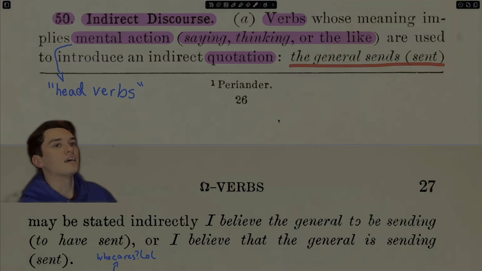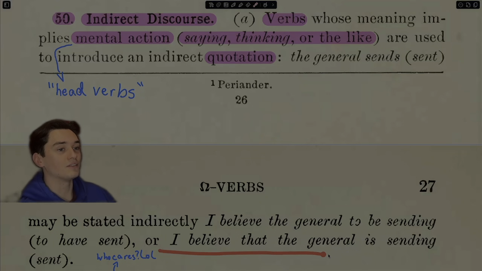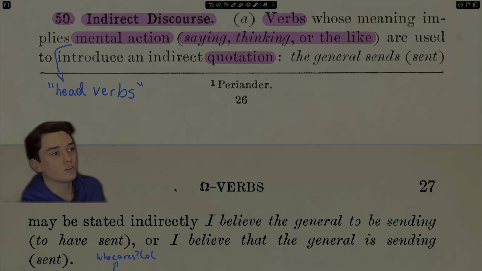The general sense sent may be stated indirectly. I believe the general to be sending, or I believe the general to have sent. I believe that the general is sending, or I believe that the general sent. So the best way to think about indirect discourse is I think that, and then anything after that is indirect discourse.